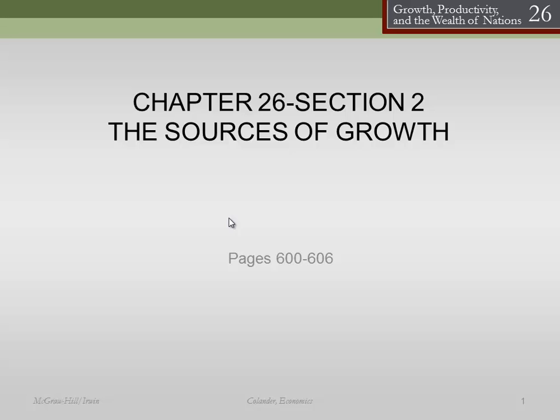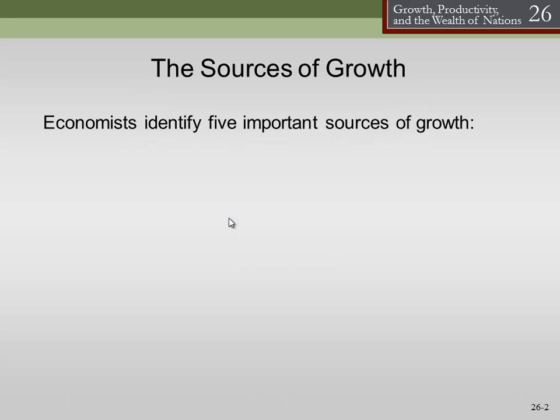Okay, this is section 2. We're going to talk about sources of growth. So when we're identifying sources of growth, we can identify 5 important aspects of an economy that can help lead and foster economic growth. Number 1, and possibly most important, growth-compatible institutions.